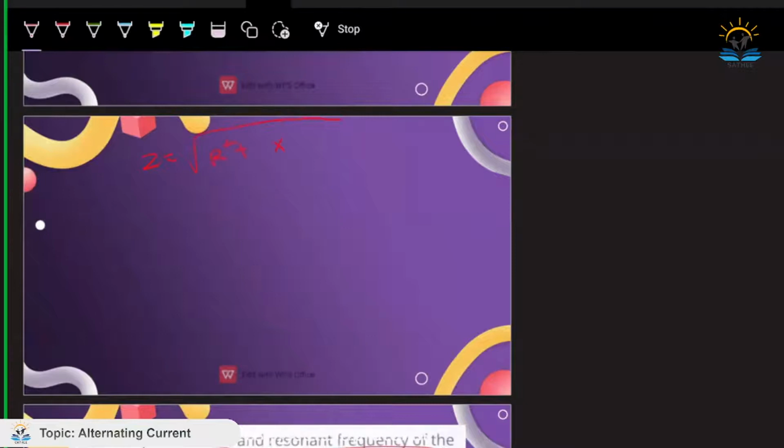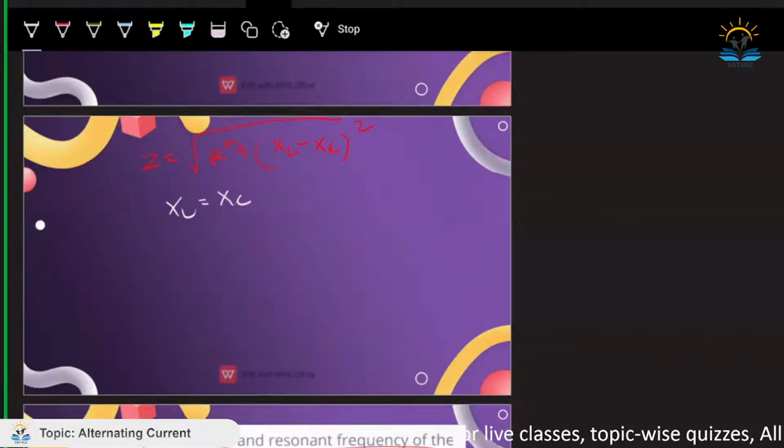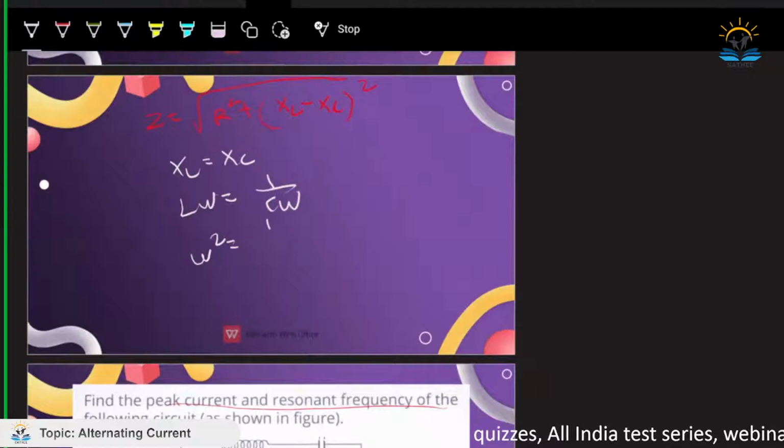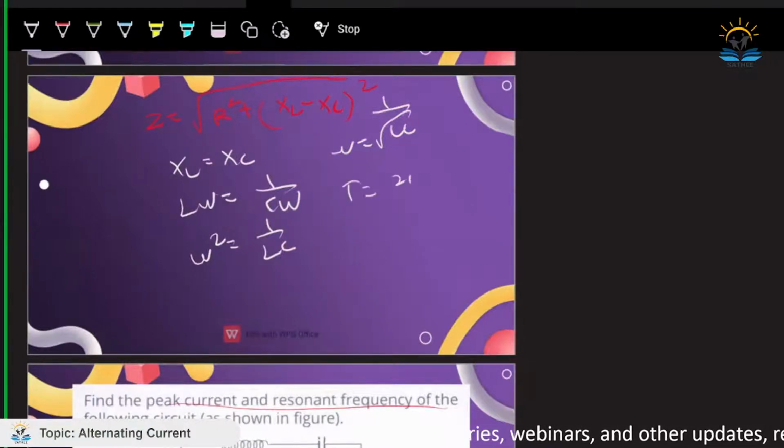So resonance happens when impedance gets minimum. Suppose we want impedance to be minimum, for that the XL minus XC part should become 0. For that, XL should equal XC. That's the condition for resonance. So XL is L omega, and this is 1 by C omega. So omega square equals 1 by LC, or omega equals 1 by root LC, right? Or time period T will be 2 pi into root of LC, or frequency will be 1 by 2 pi into root of LC.